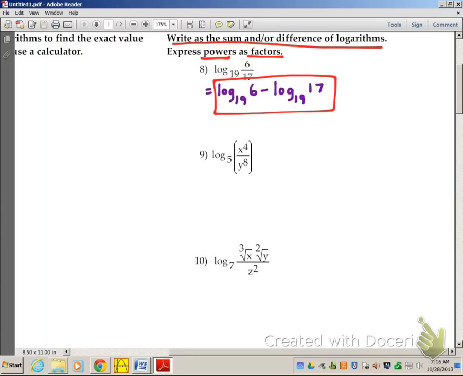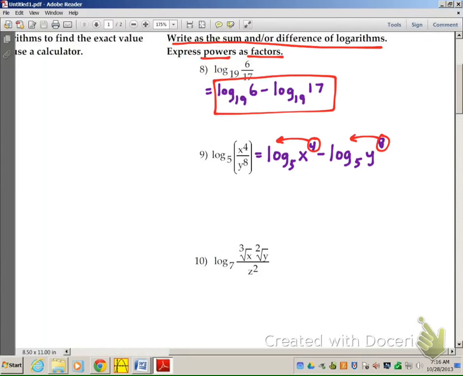Okay, well this one, number 9, we have a little bit more work to do, but nevertheless we write the log of a quotient as the difference of the logs, and if you keep saying that to yourself, it becomes second nature. So we have log base 5 of x to the 4th minus the log base 5 of y to the 8th.